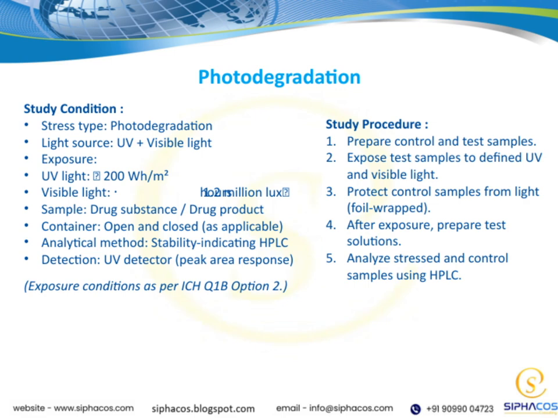After the exposure, we prepare solutions from both the stressed and control samples for analysis. Next, we analyze these samples using high-performance liquid chromatography, or HPLC, which is a stability indicating method. This allows us to precisely measure any degradation products formed during the exposure. The detection is done using a UV detector, focusing on the peak area response to quantify the drug content and degradation. Regarding the study conditions, the stress is specifically photodegradation, meaning we're simulating light-induced degradation.